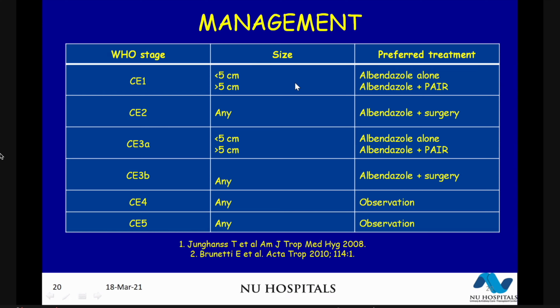So WHO categorized them further in perspective of treatment. They said stage 1 is subcategorized to less than 5 centimeter and more than 5 centimeters. If it is an isolated cyst of less than 5 centimeter, we can start anti-helminthic management. And when it is active and more than 5 centimeter, we have to manage with medical as well as surgical. Then if it is 4 and 5, we can simply observe it also.